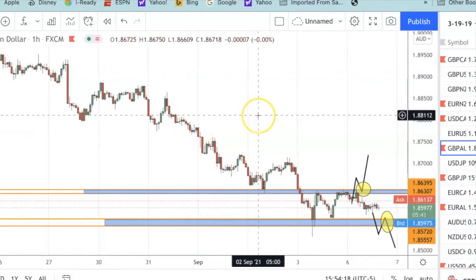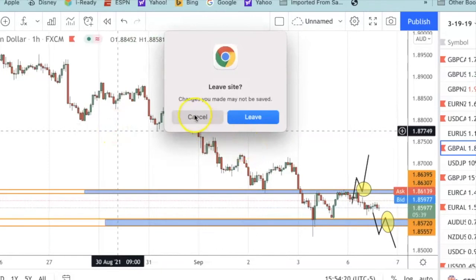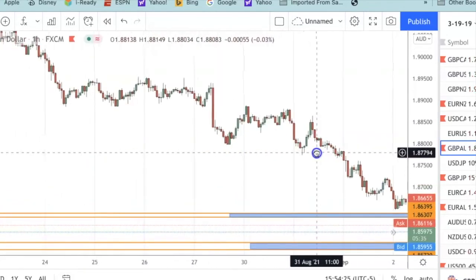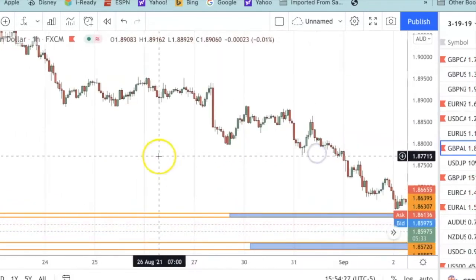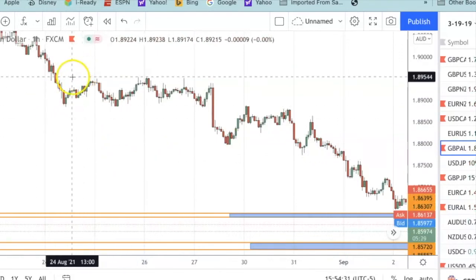Looking for a nice consolidation zone to show you all the price action happening. Okay, here it is again. I'll show you once again. Oh, and this is GBP AUD.